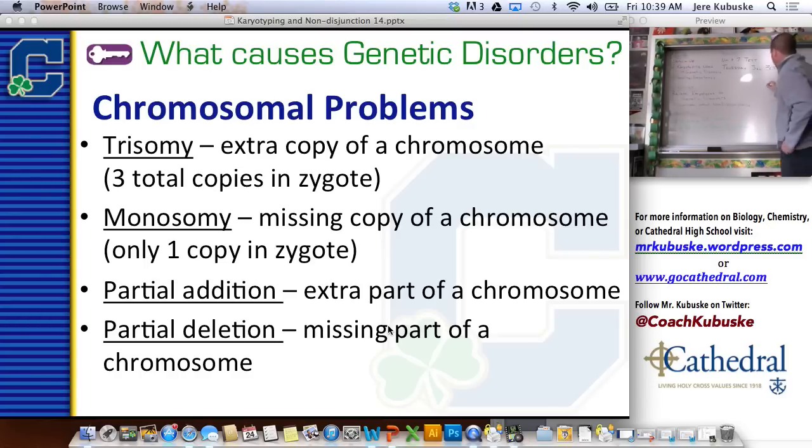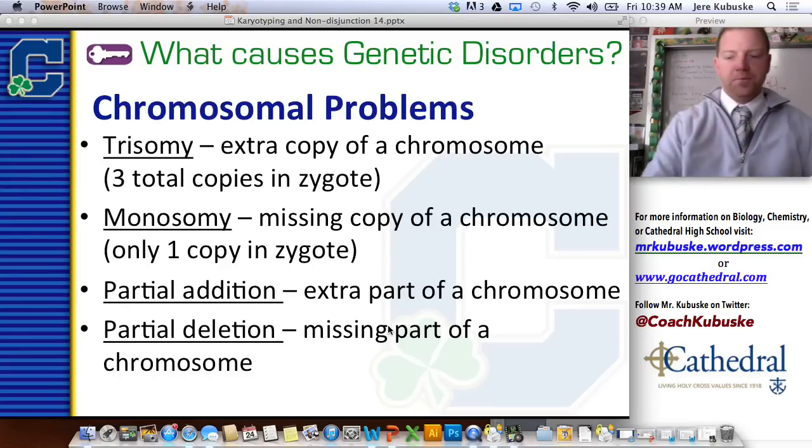Okay, so let's say I had a homologous pair, okay, these 2 red ones, and they were supposed to separate, so I get one going left and one going right. Okay, but instead what happens is a little extra chunk of this goes with that one. So this one kind of looks like a P almost, and this one looks like the bottom of a lowercase I. Okay, so the one that has the P is a partial addition because it got an extra piece. The one that looks like an I is a partial deletion because it lost a piece.